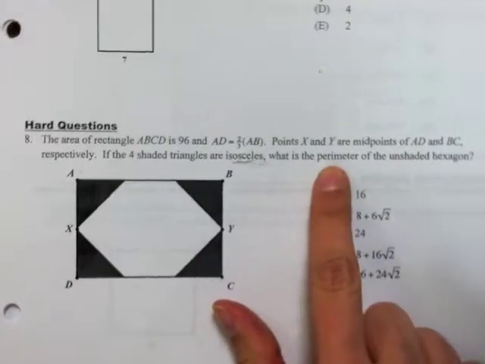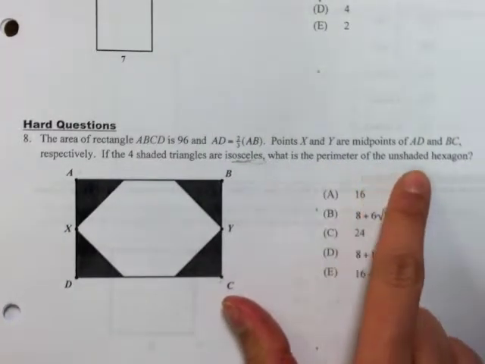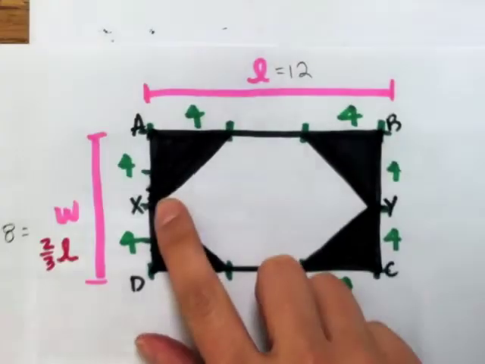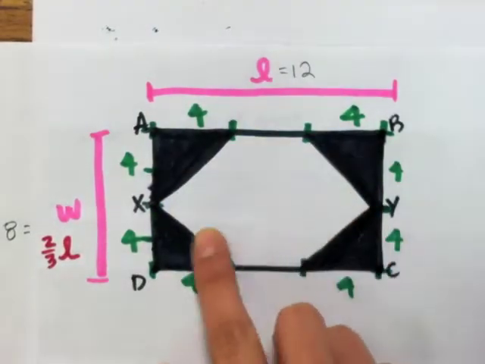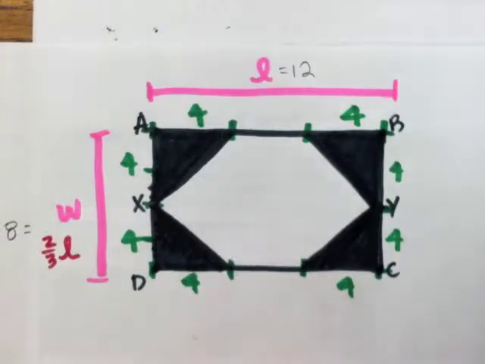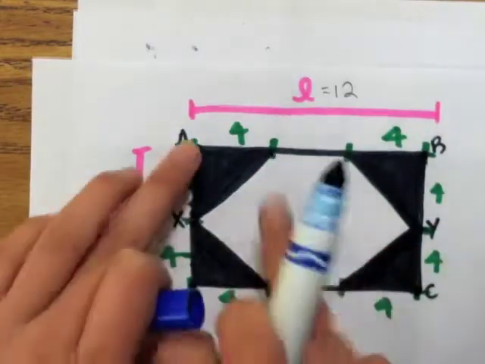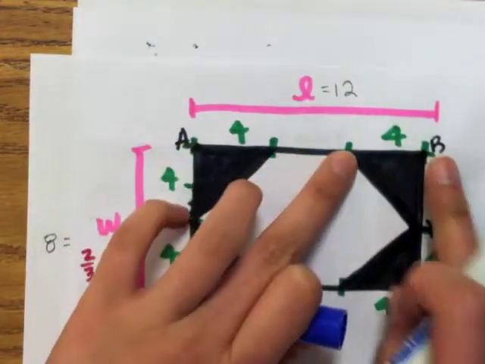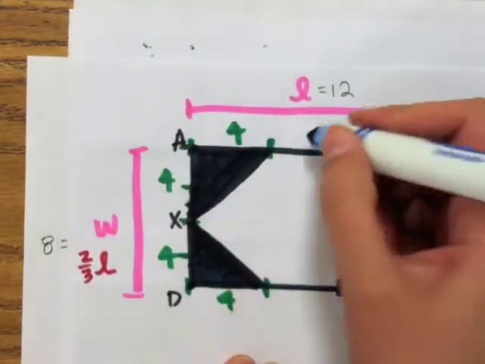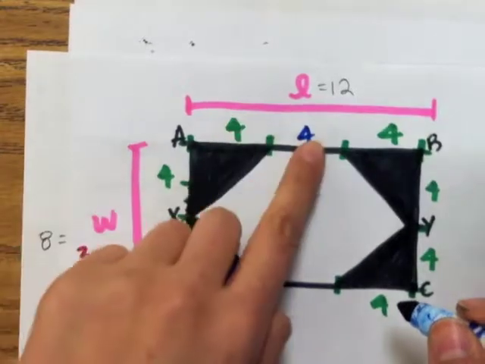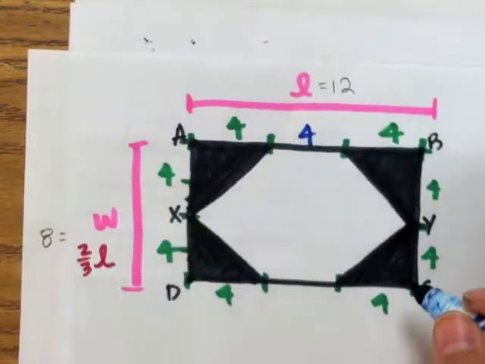What is the perimeter of the unshaded hexagon? So our goal is to find this perimeter. So let's start with the easy parts. We know that the entire length is 12, so if this part is 4 and this part is 4, that means this center part has to also be 4, because 4 plus 4 plus 4 gives us 12.